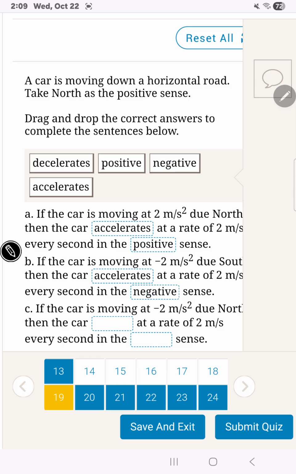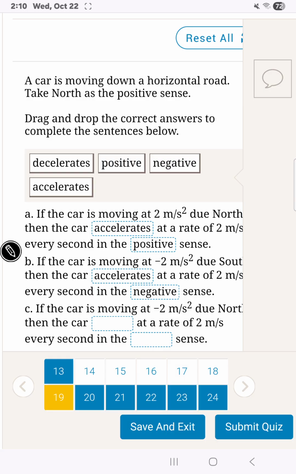Why the negative sense? Because we said that north is positive, and here it's moving due south, so it's in the negative sense. Why is it accelerating? Because negative 2 meters per second squared due north would be deceleration, but due south it would be acceleration.